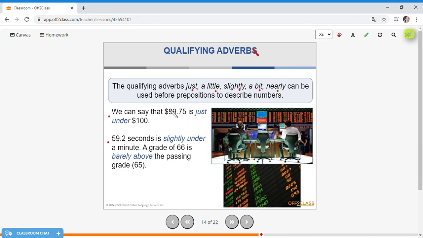For example, you have 99.75 is just under 100, just under, so it's a tiny bit, right? Something so tiny. Then 59.2 seconds is slightly under a minute, slightly. And then you have a grade of 66 is barely above the passing grade. So in here, all of these are to talk about minimal numbers, numbers that are just not a lot.